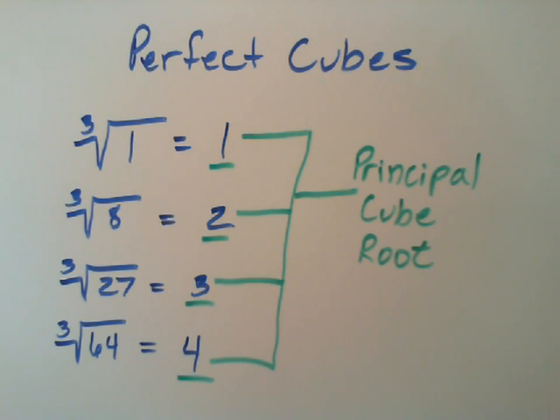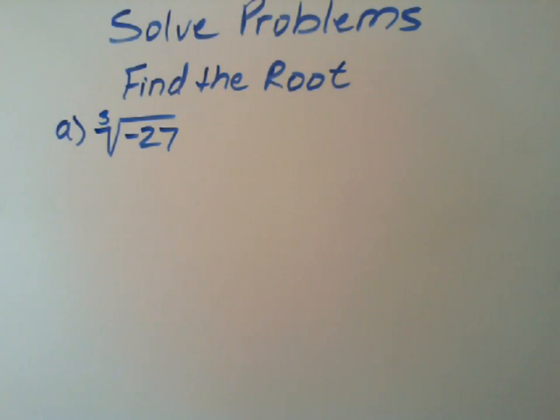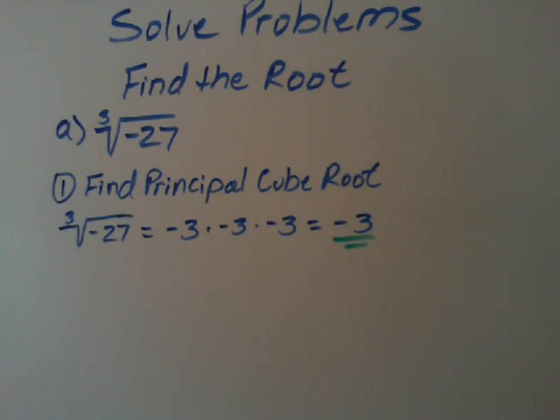Perfect cubes. A number that is an exact cube of another number is a perfect cube. Here I have listed a few perfect cubes and their principal cube roots. Let's solve some problems. Let's find the principal cube root of -27. To find the cube root of -27, you want to think, what number cubed would give me -27? In this problem, we know -3 cubed equals -27. So the principal cube root of -27 is -3.